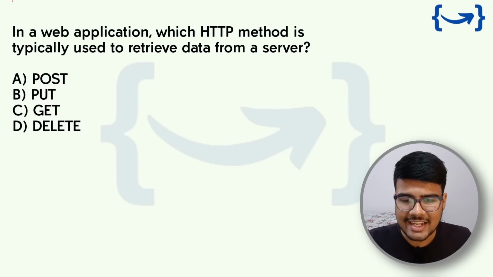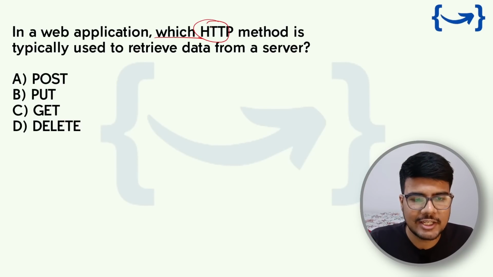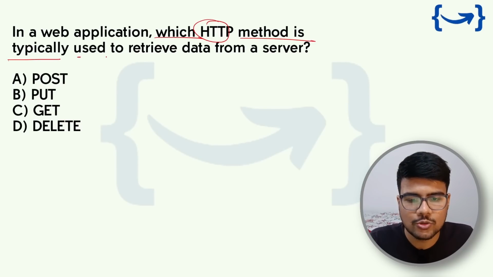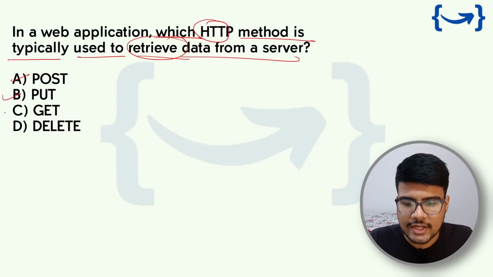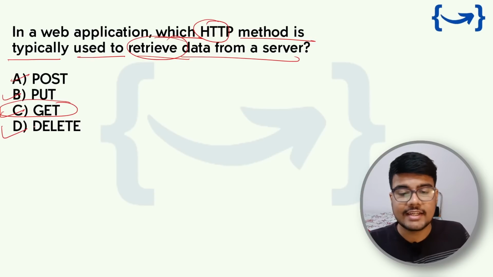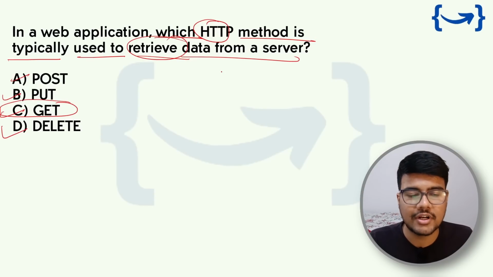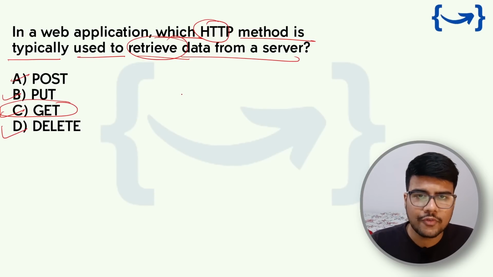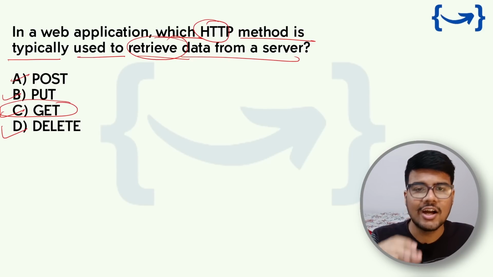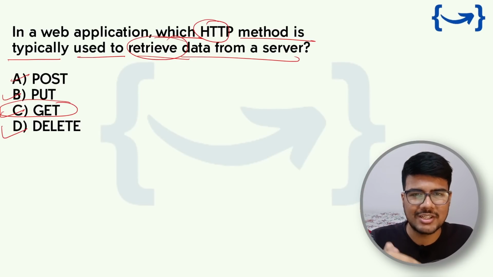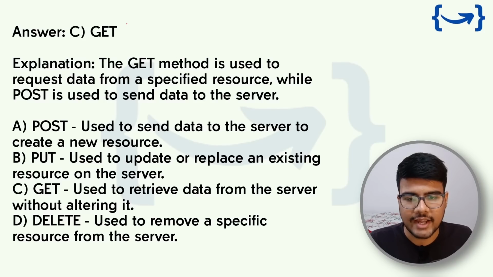Now, in a web application, which HTTP method is typically used to retrieve data from a server? Post, put, get, delete. The name itself tells you: get is the command which will help you retrieve data from the server. Now, the homework for you, or just let me know in the comment section: what is the status code for server down or server error or file not found? These questions were repeated, so this is a quick homework problem. Let me know in the comment section. Okay, so yeah, get is the right option.